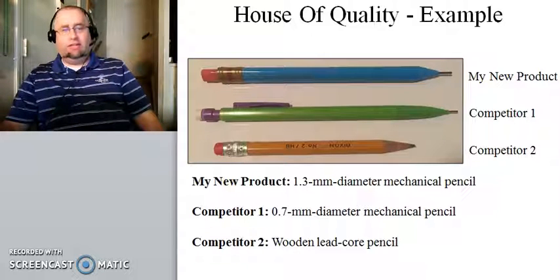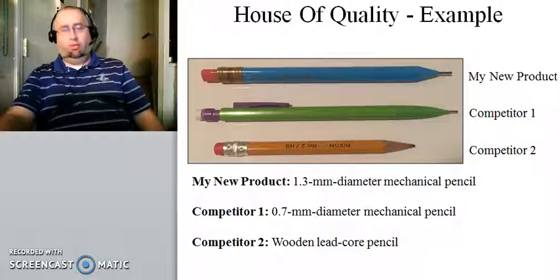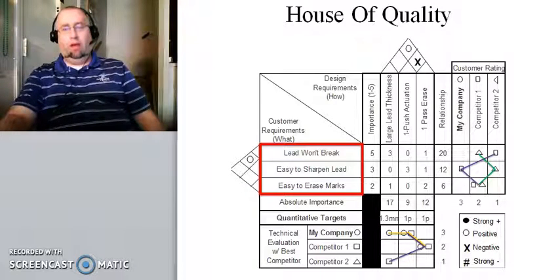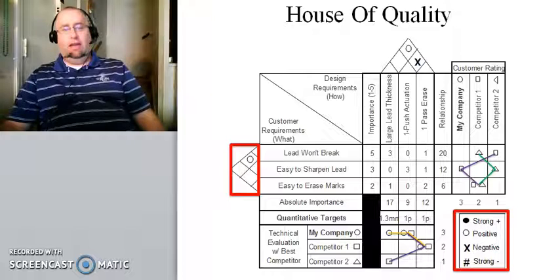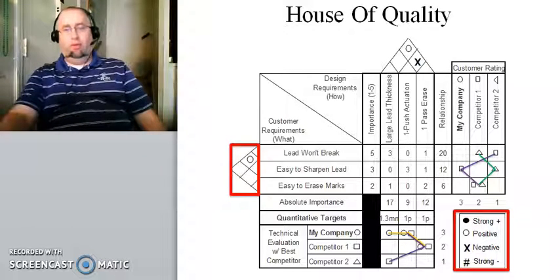There are two existing competitors. The first is a conventional mechanical pencil, which has a lead diameter of 0.7 millimeters, and the second competitor is an old style wooden lead core pencil. So we moved through several stages of the house of quality diagram, and this is where we stopped at the end of the previous video. So let's move forward from here.